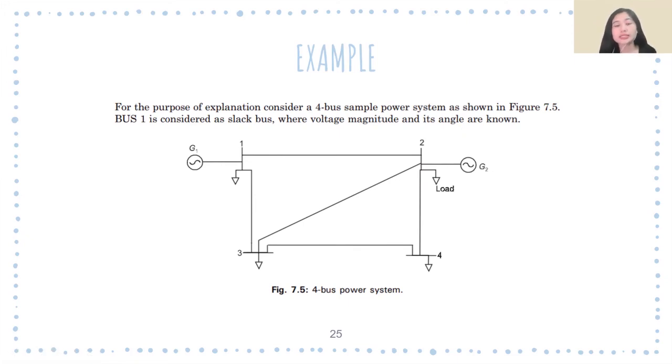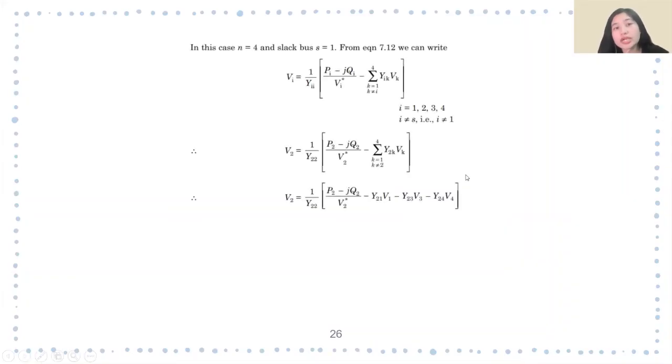So let's look at figure 7.5. It is a 4-bus power system. As you can see, we have bus 1, bus 2, bus 3, and bus 4. And we have a load over here, and we have this G1 and this G2. So in this case, we have 4 buses, right? So N is equivalent to 4, and our slack bus is bus 1, so S is equivalent to 1. In 7.12, we can write that as our Gauss Seidel equation.